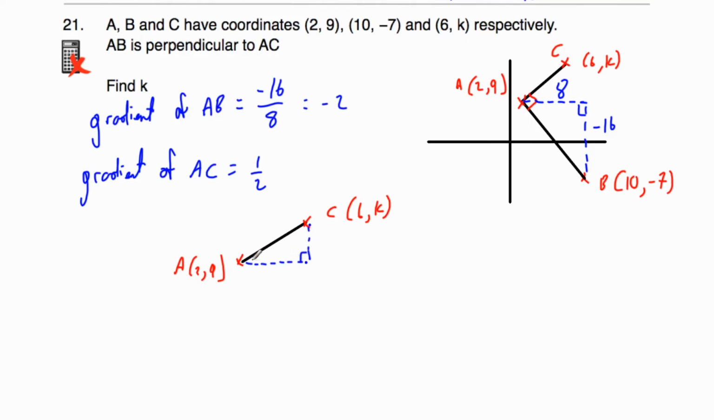And in terms of this diagram, well, we can find the run. We know we're going from 2 across to 6, so that means the run will be equal to 4. And the rise is what we're trying to find. Let's just call that the rise just for the moment.